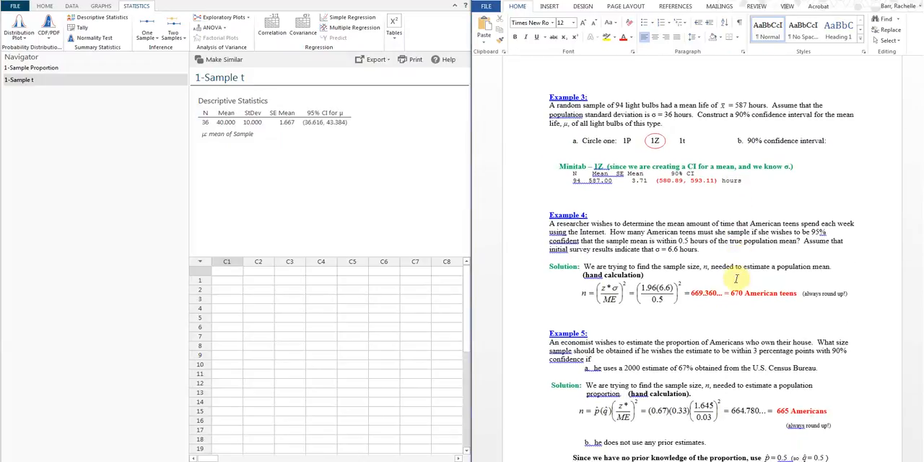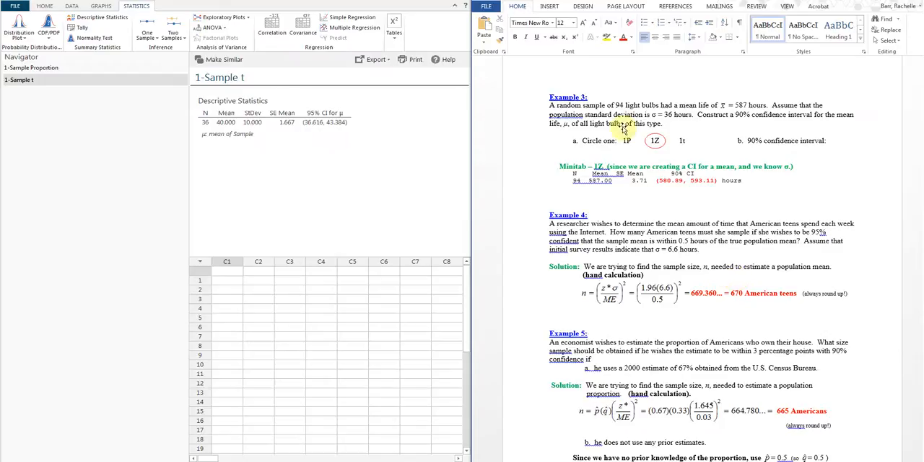Example number 3. So suppose we take a random sample of 94 light bulbs, because that's what we do with our time when you're doing stats, and you find that the mean lifetime is about 587 hours. Assume that the population has a standard deviation of 36 hours. Construct a 90% confidence interval for the mean life of all light bulbs of this type.